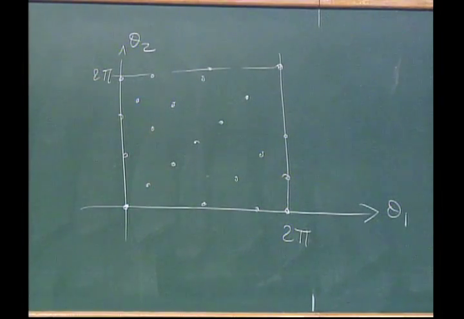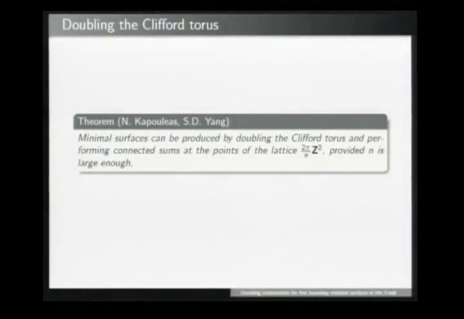So I think more interesting is this work by Kapouleas and Yang. It's not very well known, probably published four or five years ago. And what they have done is exactly the same thing: the doubling of the Clifford torus. But what they have done is that they perform the connected sum at a very large number of points.